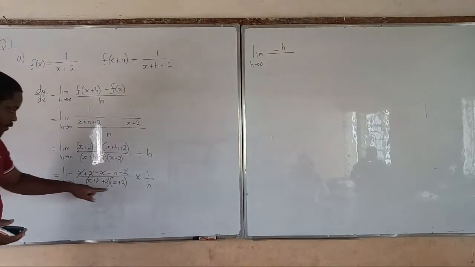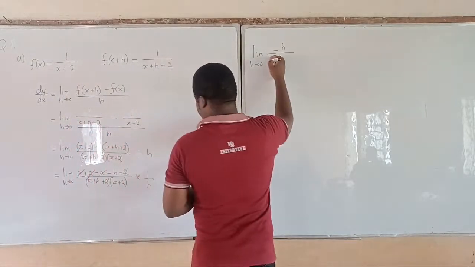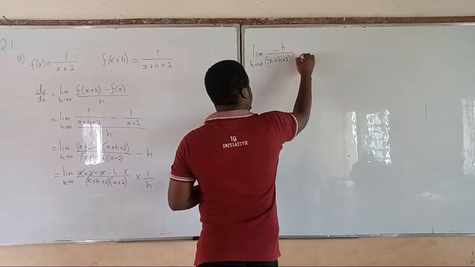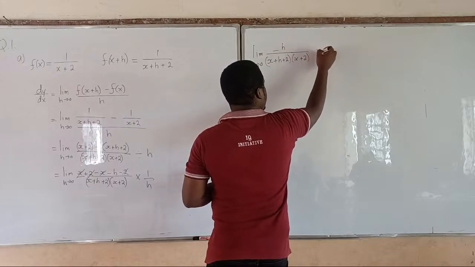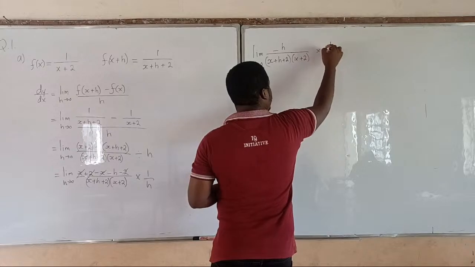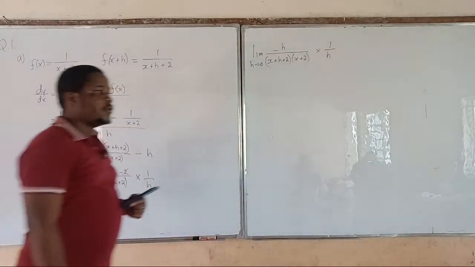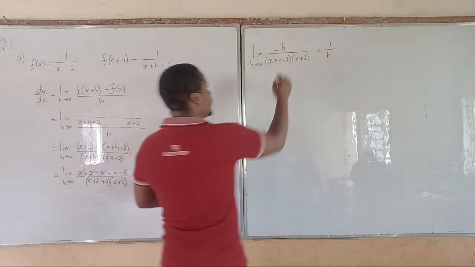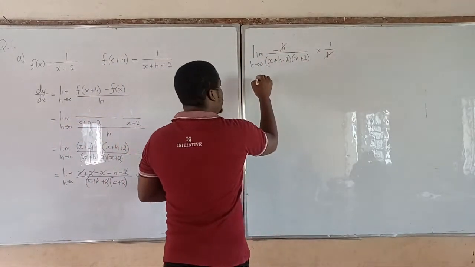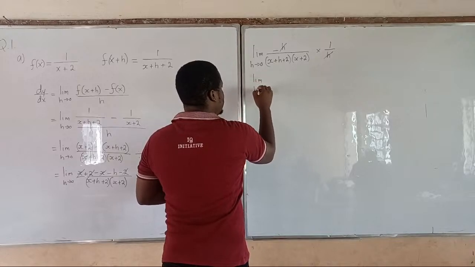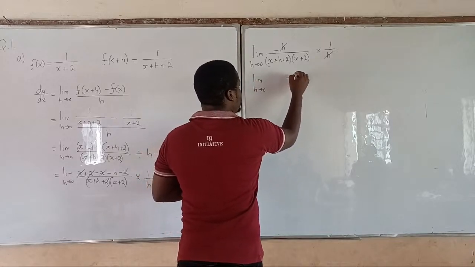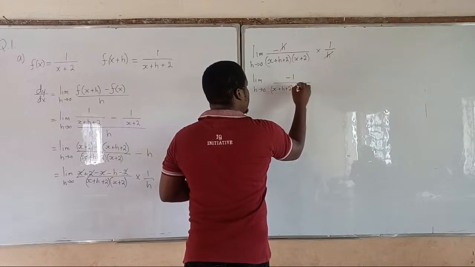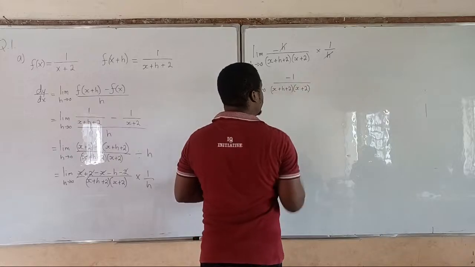Everything has cancelled, divided by x plus h plus 2 in brackets, x plus 2. Remember, we're multiplying by 1 over h. So the h and the h can cancel, one is numerator, one is denominator. What do we remain with? The limit as h approaches 0 of negative 1 divided by x plus h plus 2, x plus 2.